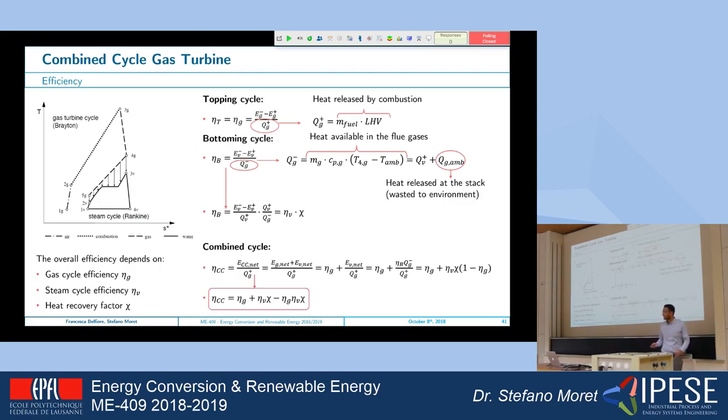So if we put these two together, we want to get the global efficiency of a combined cycle. We can simply derive it, and at the end, assuming that the heat transfer efficiency is equal to one, it is the sum of the efficiency of the two cycles minus the multiplication of the two, okay? And then of course, if you don't have an efficiency of one, you have the factor which indicates the efficiency of the heat transfer between the two, okay? So it is rather simple to compute the efficiency of the combined cycle.